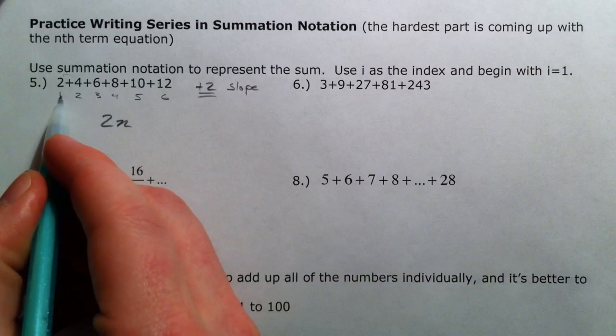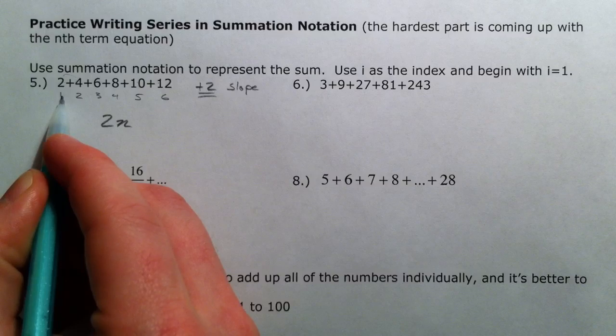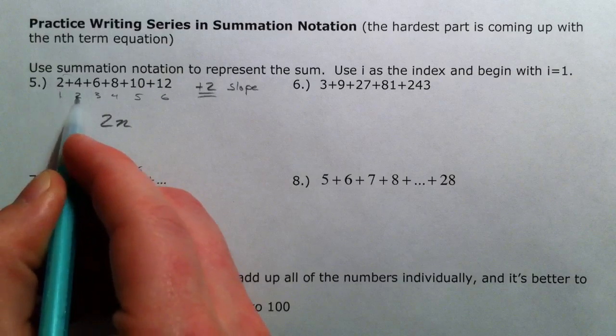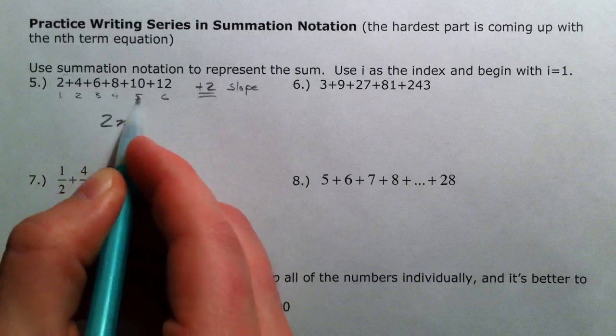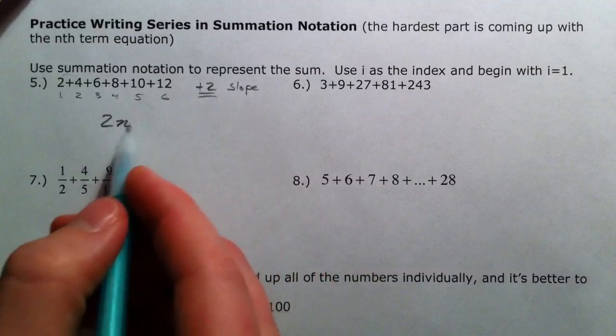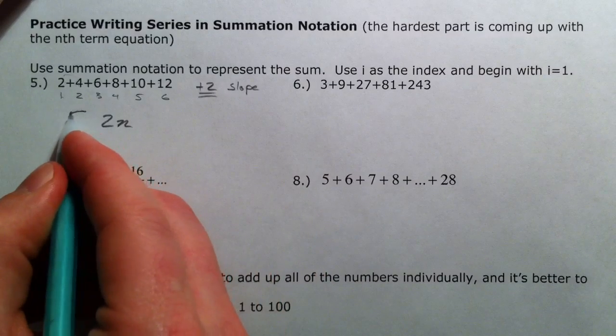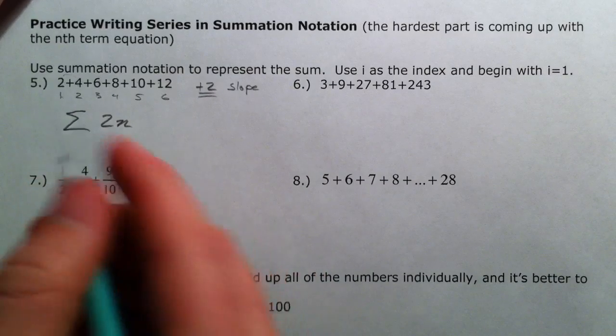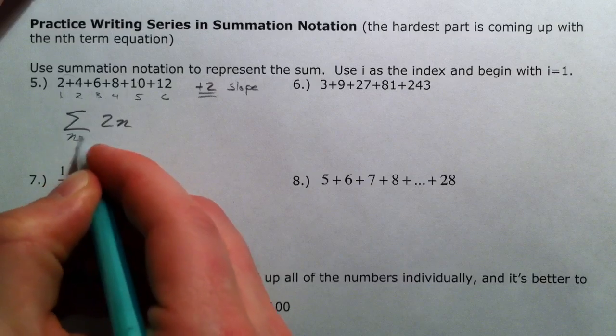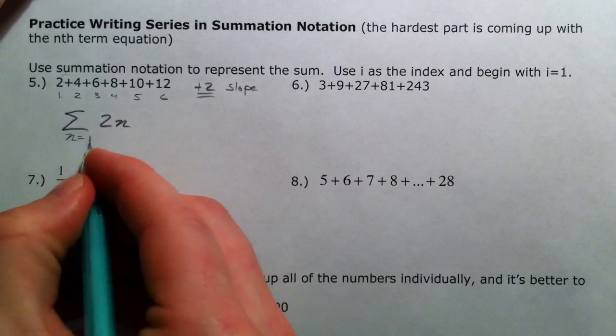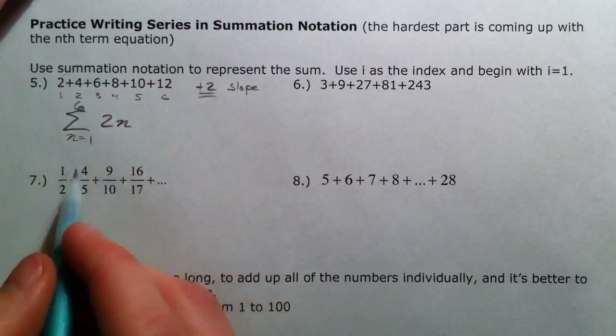And so now you notice, well, if first term, multiply n times 2, we get 2. 2 times 2, 3 times 2, 4 times 2, 5 times 2, 6 times 2. And so that is our nth term equation. We start at 1 and end at 6.